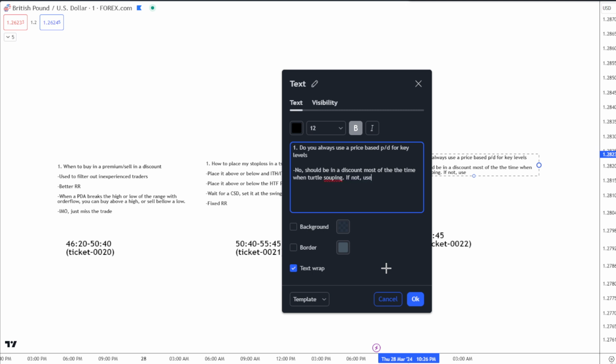If not, use breakaway gaps, right? Which I'll have a video coming out on. Use breakaway gaps, and the left side of the chart to know if we're going to a discount or premium, right? If we'll even retrace that far.